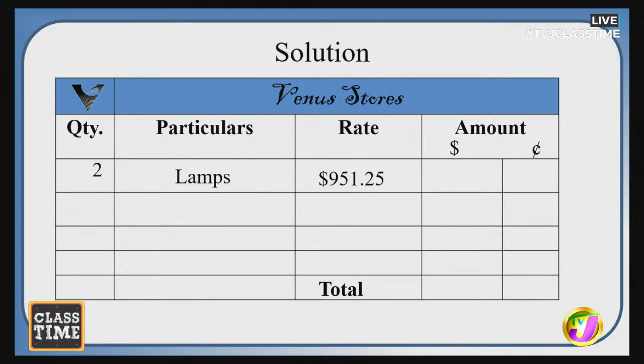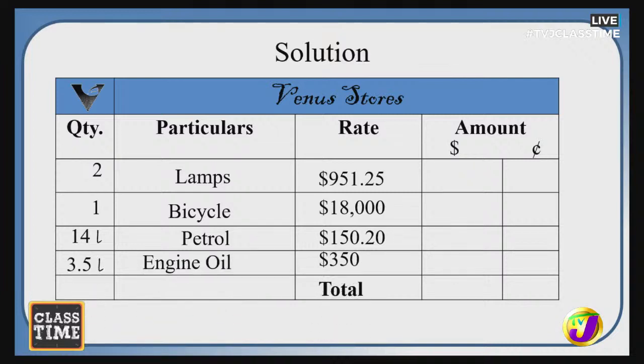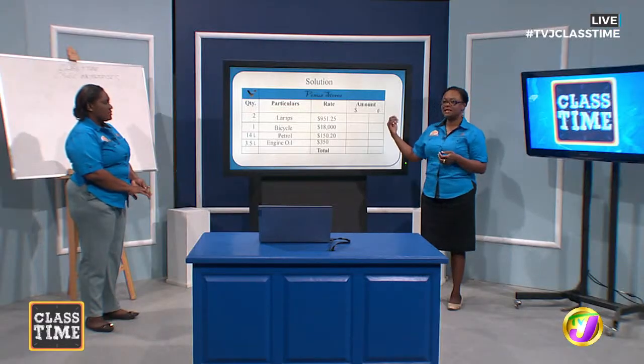So we have 2 lamps. A lamp costs $951.25, so the cost of 2 lamps would be calculated. Then we have 1 bicycle, so the amount remains the same, $18,000. Then we have 14 liters of petrol, and 1 liter costs $150.20. And 3.5 liters of engine oil, and 1 liter costs $350. I hope you would have been able to see the solution sets. It's a basic calculation.